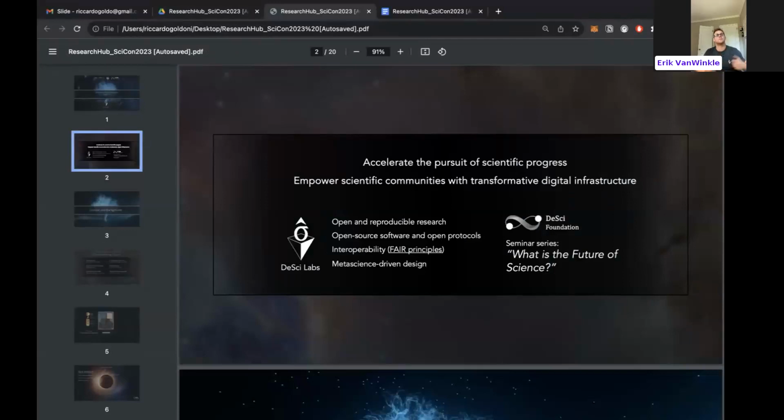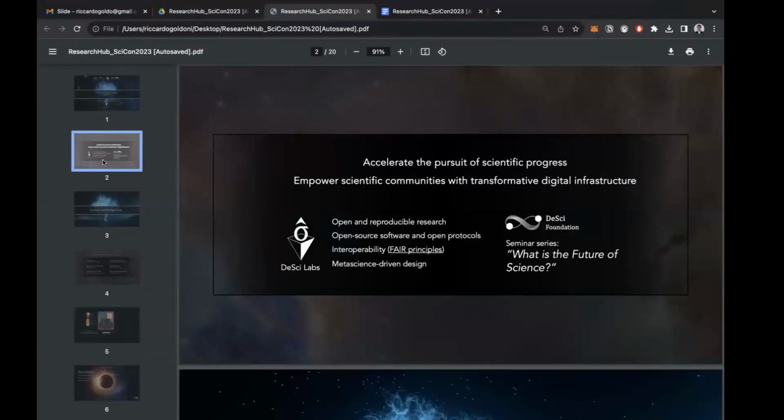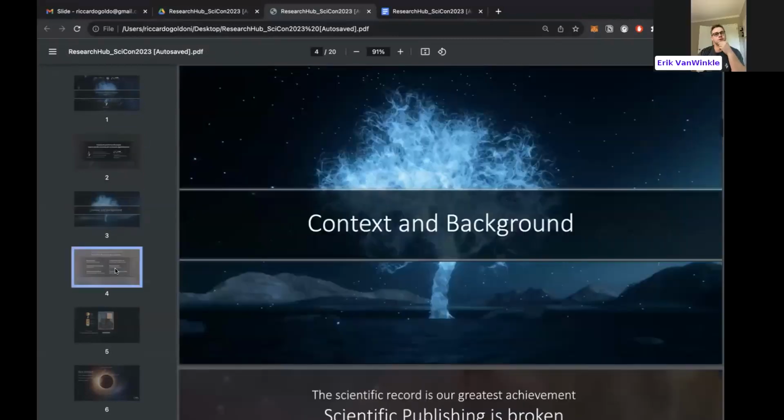Perfect, thank you. Actually, let's move to slide 3 if you don't mind. 4, because 3 is context and background.